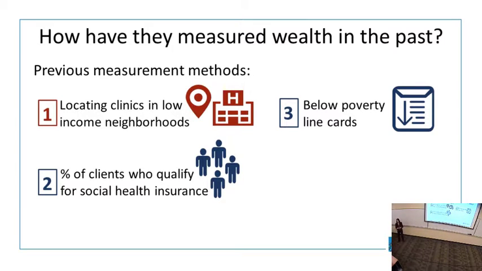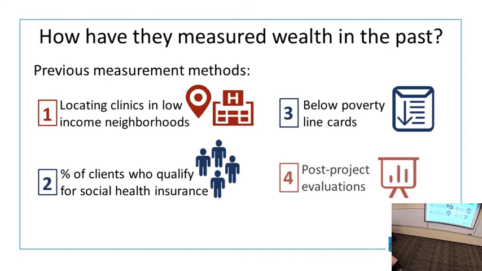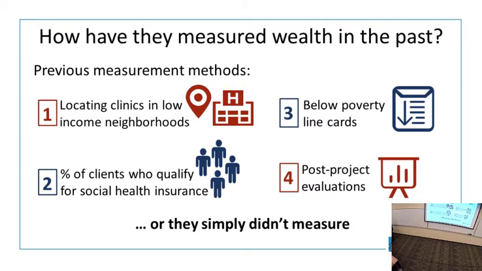It's a rather imperfect system, and both these below poverty line cards and the percentage of clients who qualify for social health insurance are sort of proxies to being able to estimate what a client's wealth is. Or like the AME project, they've done this in a post-project evaluation. Or they just didn't measure. We've had programs tell us, we think we are doing it, but we don't actually know.